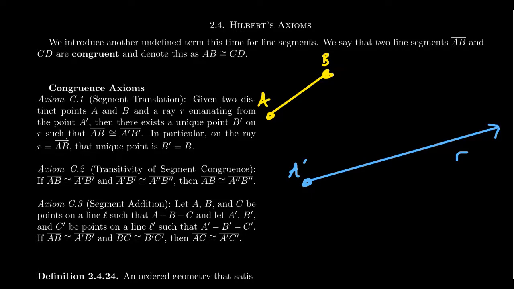So then what the segment translation axiom guarantees is that on this ray there exists a unique point. This uniqueness is important here; we'll use this all the time. There's a unique point B prime that lives on the ray R such that the line segment AB is congruent to the line segment A prime B prime.